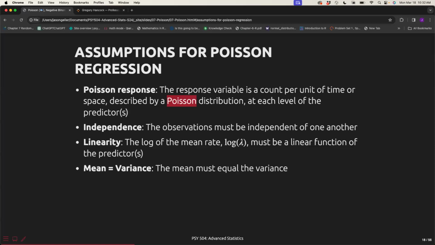Linearity, like our other models: the log of the lambda needs to be linearly related to the predictors. And then another critical assumption of Poisson regression is that the mean and the variance must be equal to one another. So there must be equal dispersion. And that's an important assumption to check, because if this is violated, we need to run a different model.